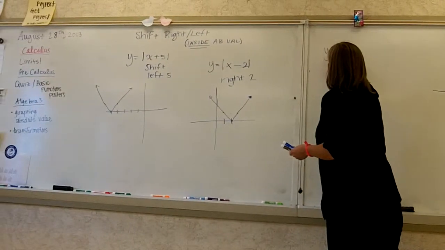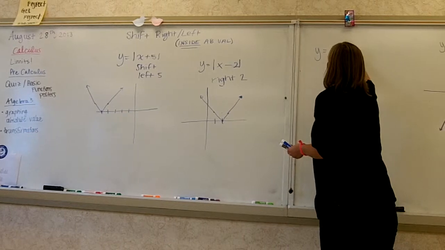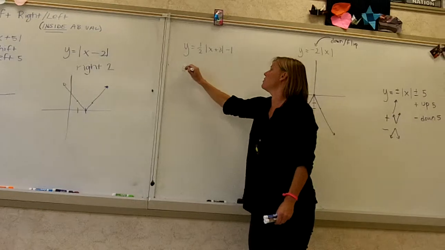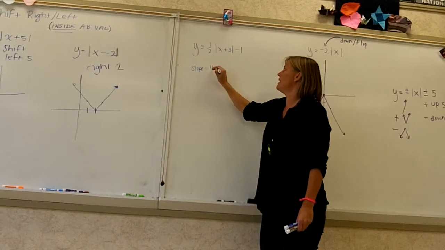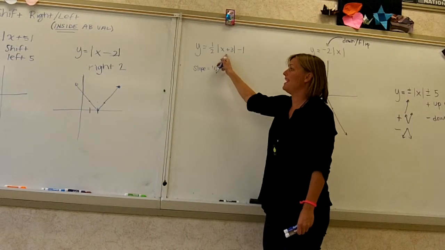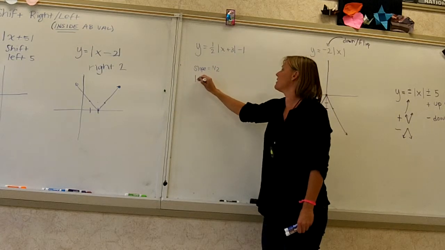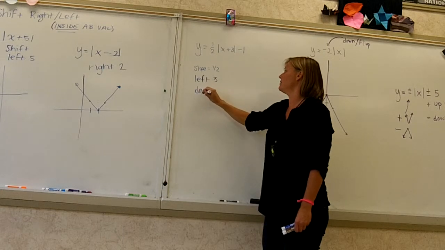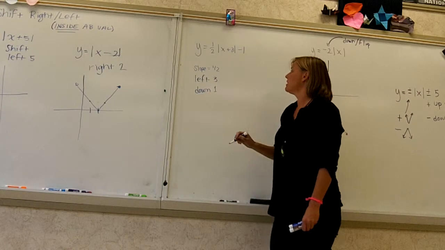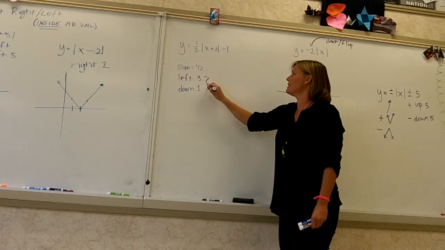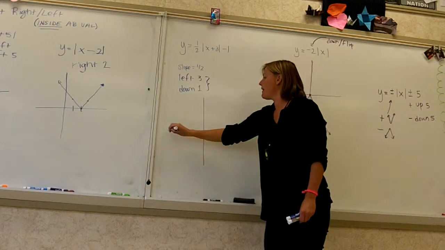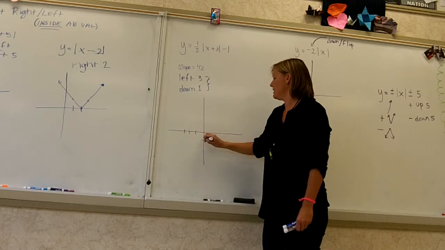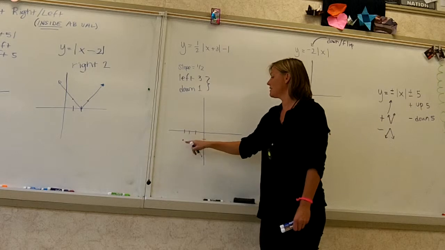So let's say I have this. y is equal to 1/2 times the absolute value of x plus 3, minus 1. Now I know I have a slope equal to 1/2. I know this plus 3 on the inside and it's positive. That means it's going to go left 3. And this minus 1 means it's going to go down 1. So what I do is I consider this stuff first. So I go left from the origin, left 3, down 1, and here's my new starting point.